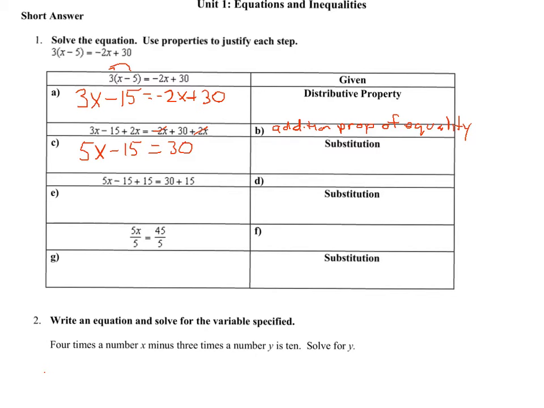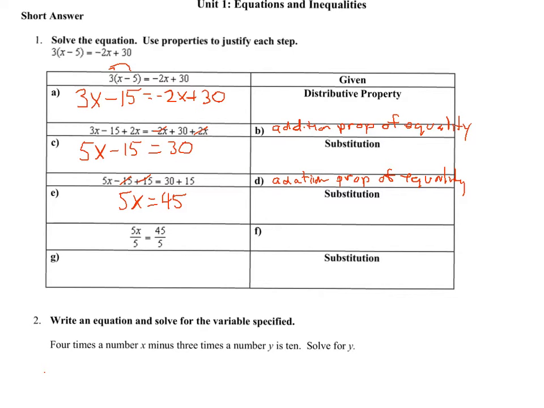Next, again, they don't give us a property. They show us that, let's see what we did to both sides. Again, we added something to both sides, so again, that's the addition property of equality, and that's D. And then we're going to do substitution again, substitute our answer for that. So I got a negative 15 and a positive 15, they cancel out. All that's left is a 5x on this side, equals, and I got 30 plus 15, and that's 45, substituted.